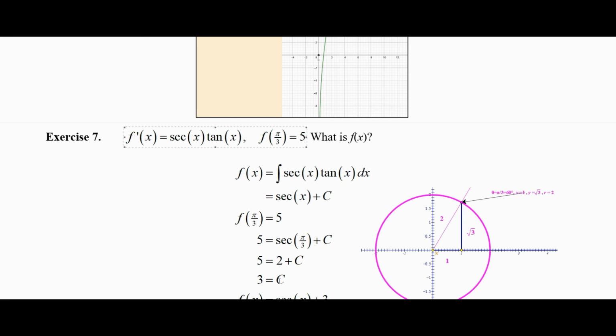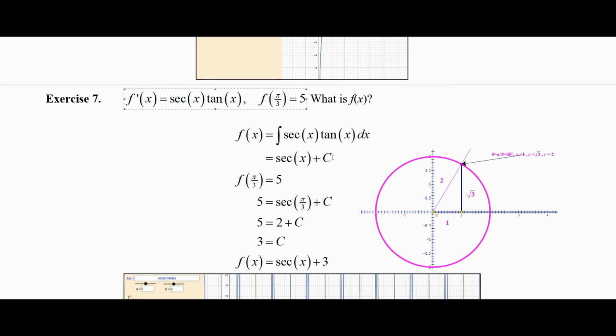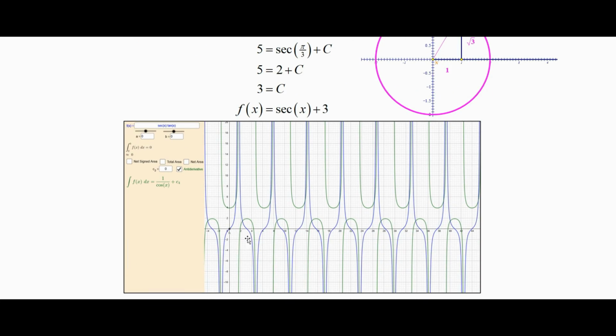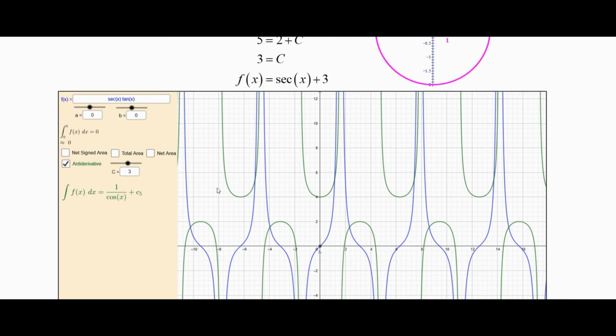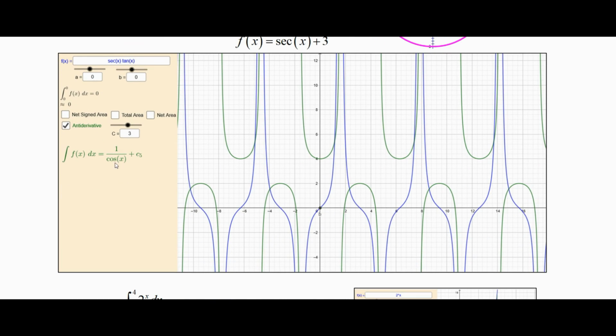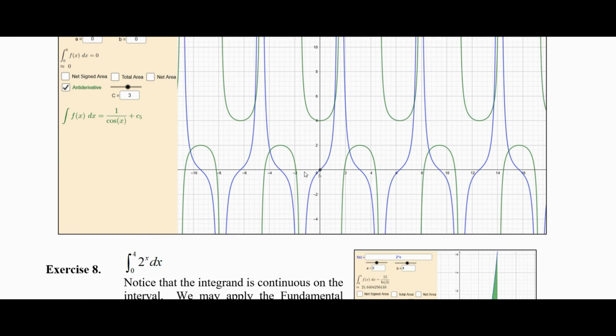Subtract 2 from both sides. We get c is 3. Plug that back in place of the c here, and we have our specific antiderivative. And I've adjusted this down here so that I have that specific antiderivative graphed. So there you can see that specific one graphed. Notice it's 1 over cosine of x, which is secant of x, another way to say that. And the constant is 3. And so you see that it's shifted up 3 from where it would normally be compared to it being 0.